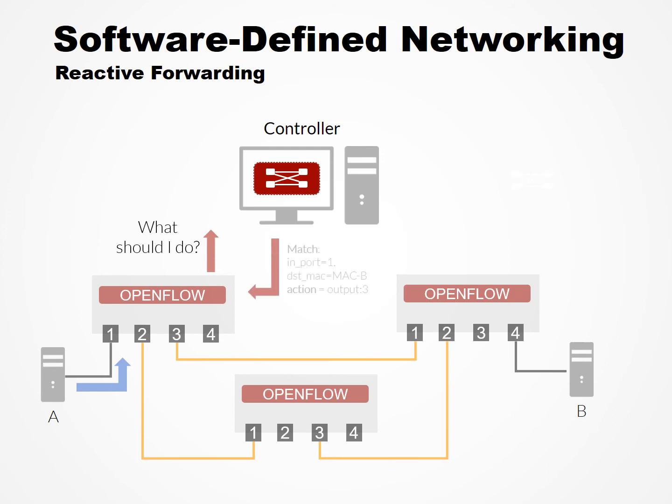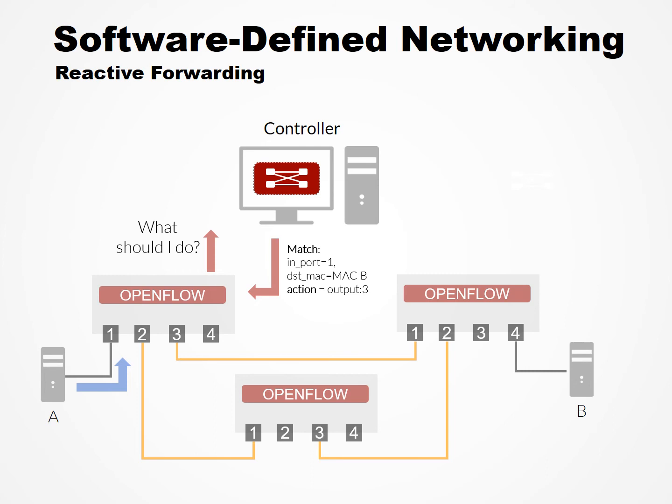So in this case, the switch will query the controller, and the controller will send back, after it performs its own traffic engineering calculations that you previously defined, the OpenFlow rule for that switch to be able to handle that kind of packet.